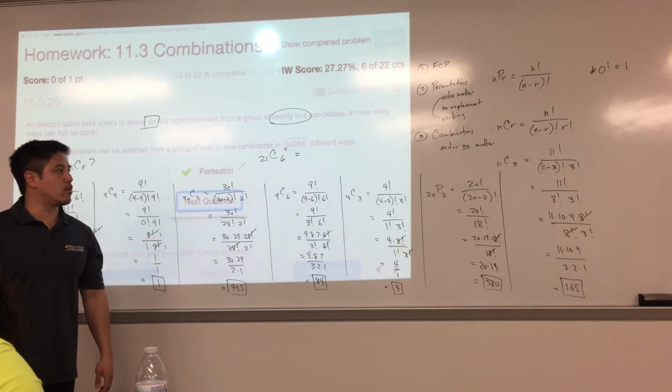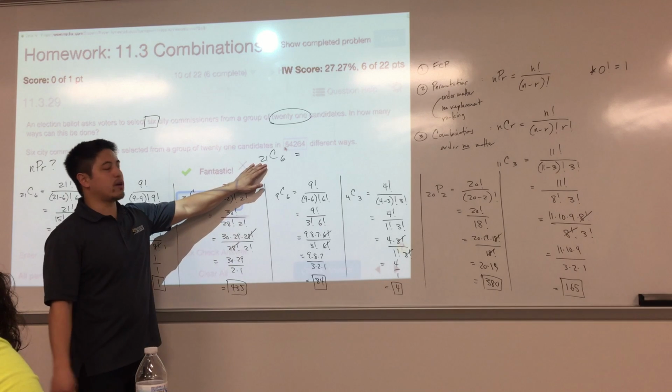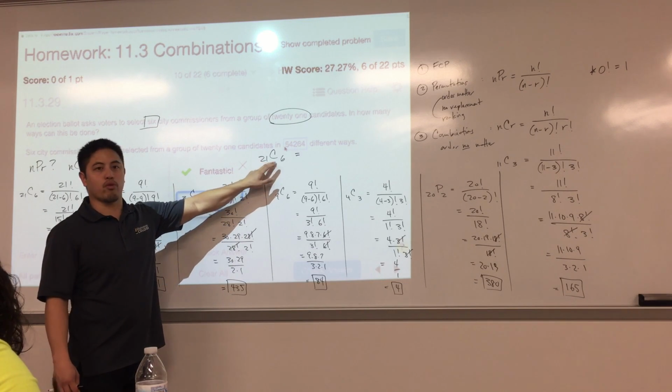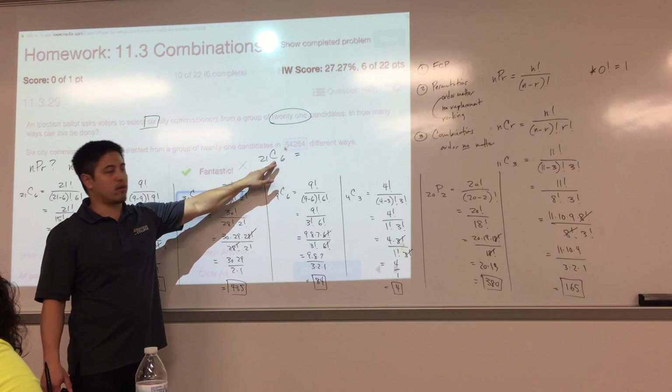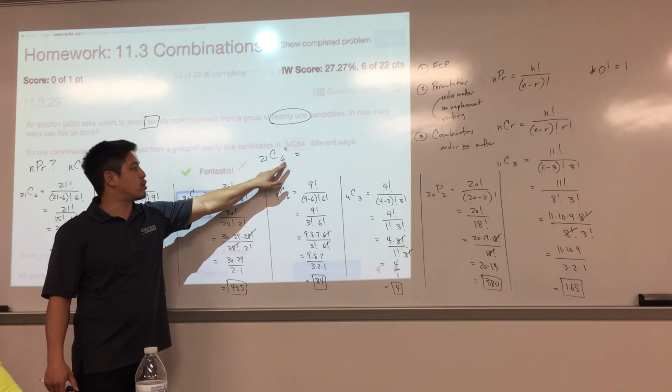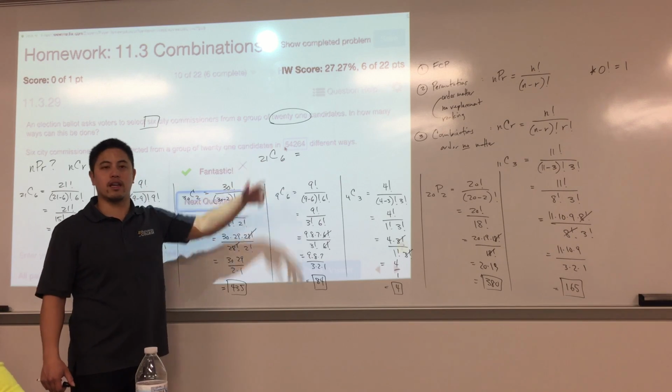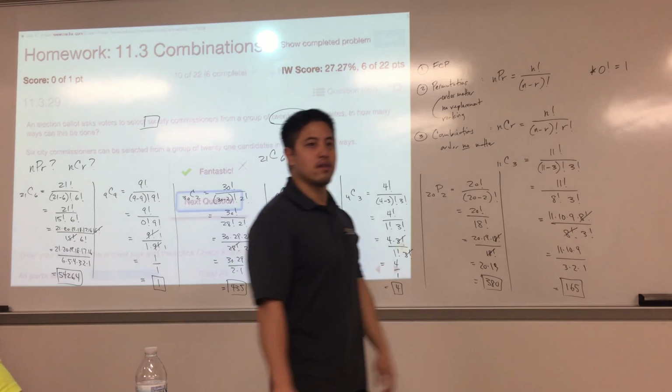So what you'll do is typically you'll do 21, hit your probability button or whatever it is, choose C or P, the NPR or NCR. Hit that and then put your R in afterwards and then hit equals. Let's go test that.